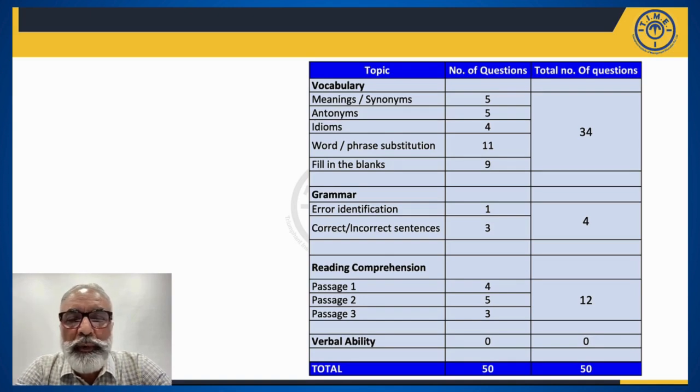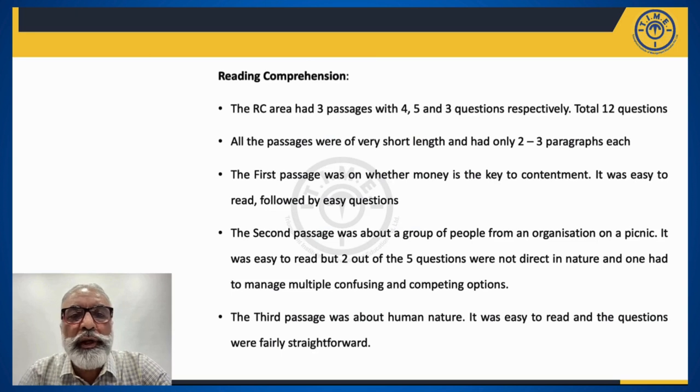Interestingly, there were no questions in the verbal ability area. I'll come to that in a minute, but there were no questions on the 4th subcategory called verbal ability. So a total of 50 questions broadly divided across 3 areas, vocabulary, grammar and reading comprehension, with no questions on verbal ability. Let's check each sub area. First we'll check reading comprehension.